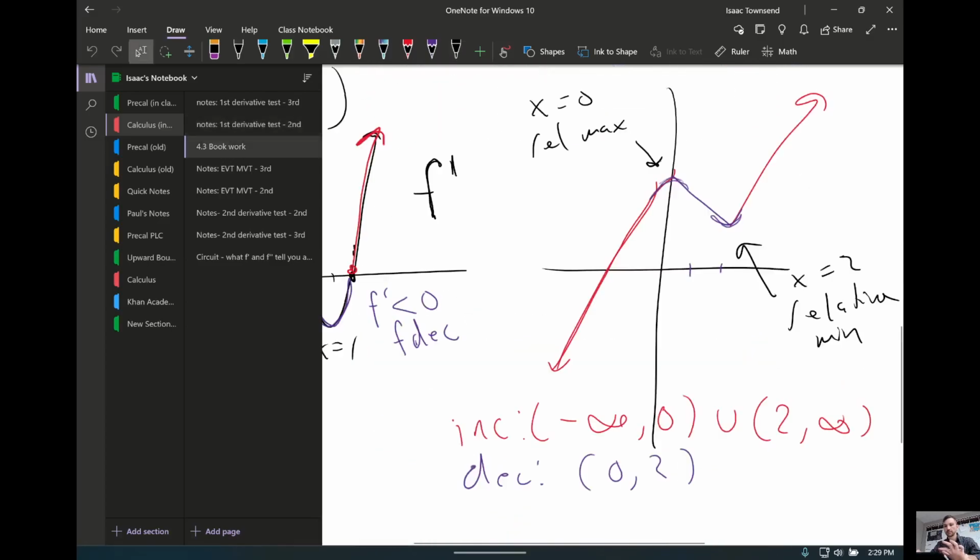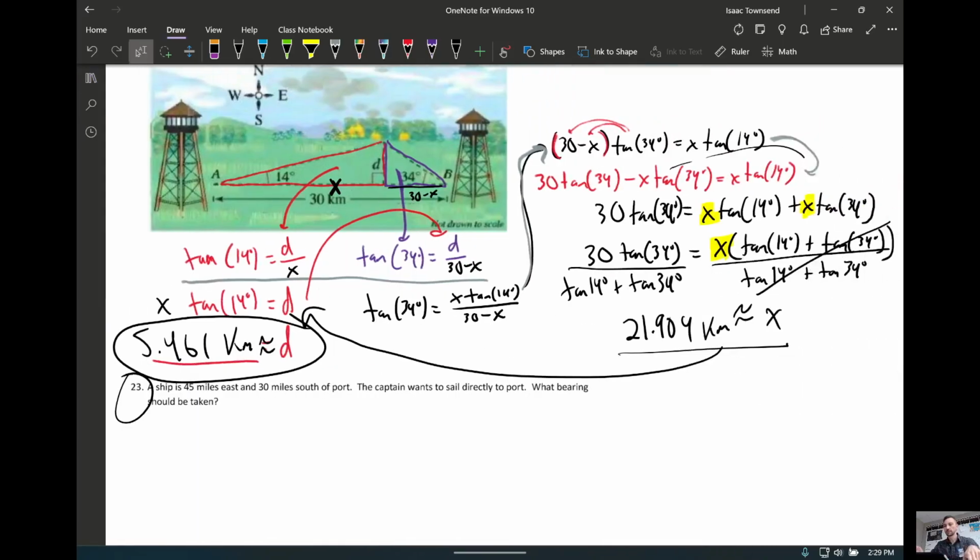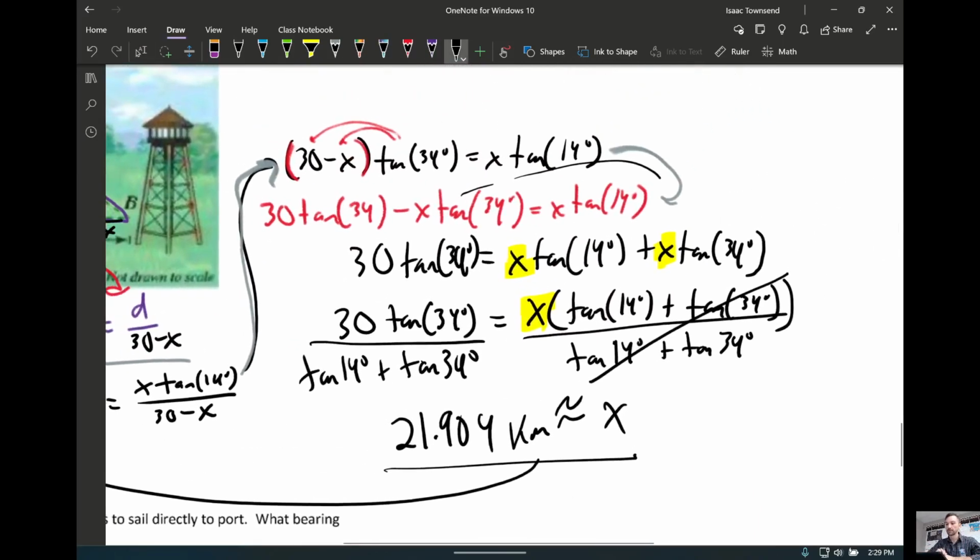How did you get the 21.904 from? Like, how did you get the x from? How did I get what part? X. Like, not all of it, but did you do 30 divided by tangent of 14 to get that? I divided both sides by tangent of 14 plus the tangent of 34. Oh, then you have to write all of that out completely. I mean, that's where it came from.